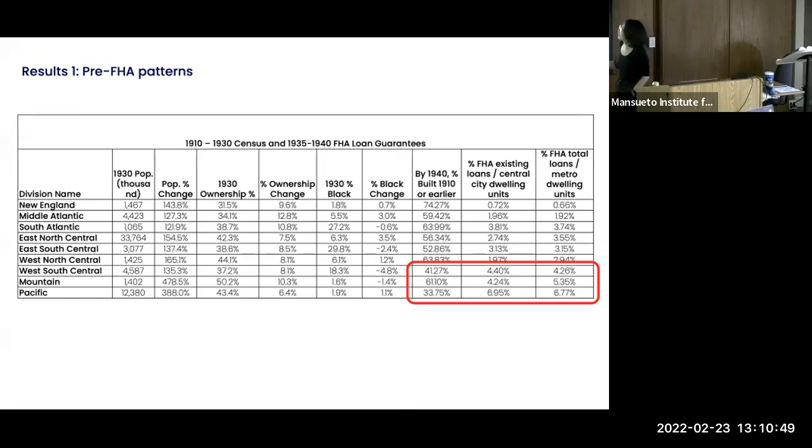And then this goes for total FHA loans, which is existing and new loans for the metro area. But keep in mind that this metro area also includes the suburbs. So I expected these percentages to be high for my West Coast and Sunbelt cities. But the surprising result was that they're also higher for central city areas. So I think this confirms hypothesis one, that we do see higher percentages of loans for the areas I'm interested in. But they're high in relative terms, and lower than I expected in absolute terms.